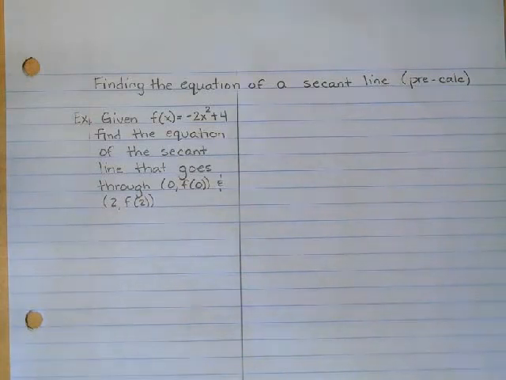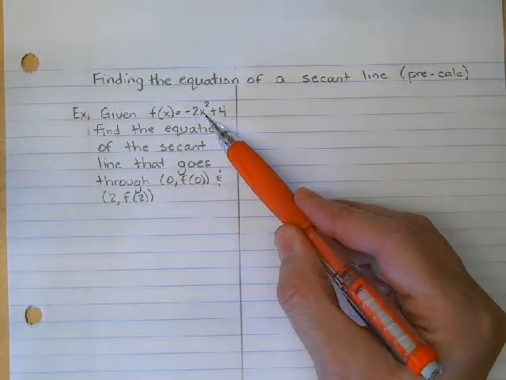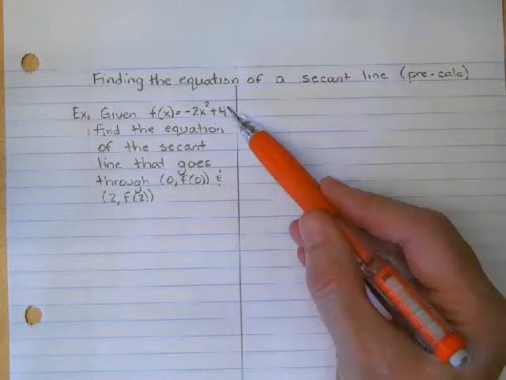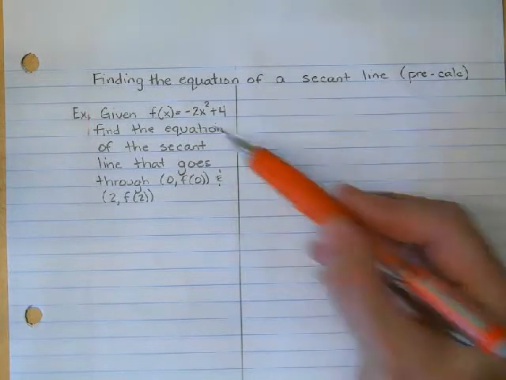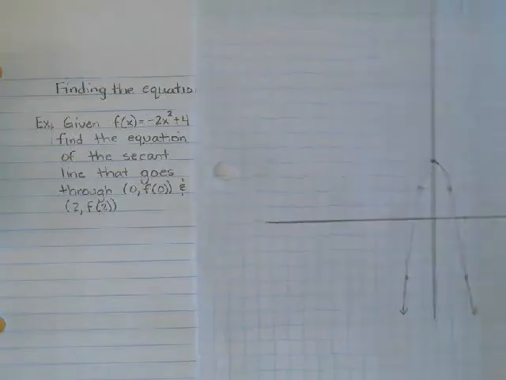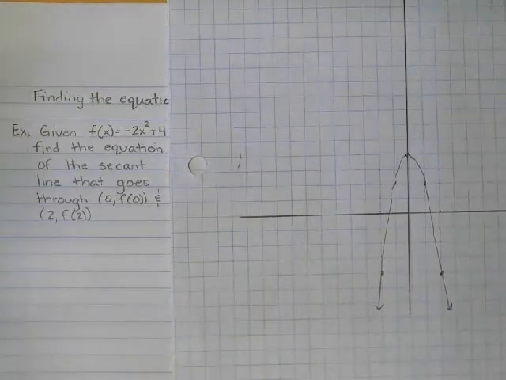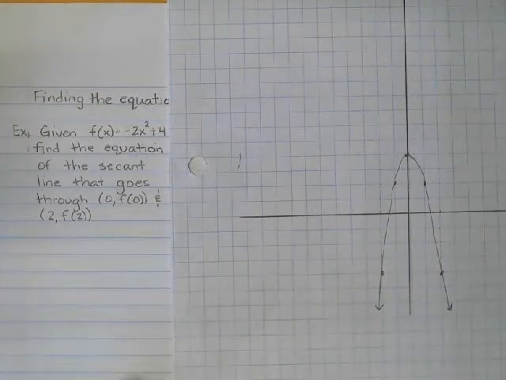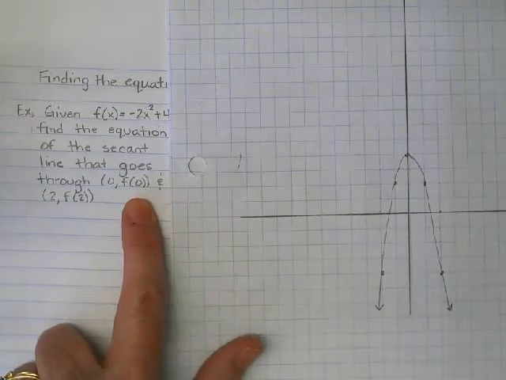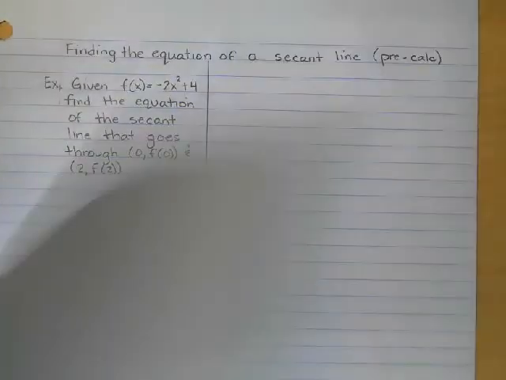All right, so first thing that I did is I want to look at, well, what is this graph? This is a parabola. It's opening down. The 4 is going to make it go up. The 2 is going to make it a little bit skinnier. Okay, so the graph looks like that. And I'm trying to find the secant line that goes through 0, f of 0, and 2, f of 2.